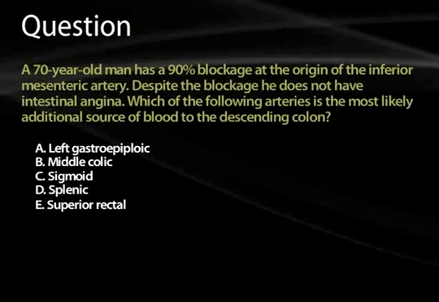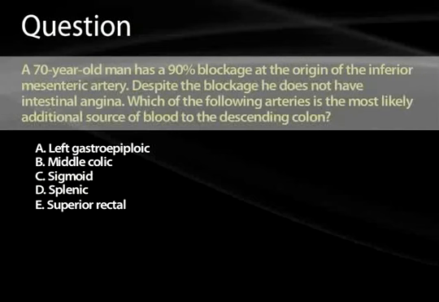Let's do a question. A 70-year-old man has a 90% blockage at the origin of the inferior mesenteric artery. Despite the blockage, he does not have intestinal angina. Which of the following arteries is the most likely additional source of blood to the descending colon that allows this to occur?